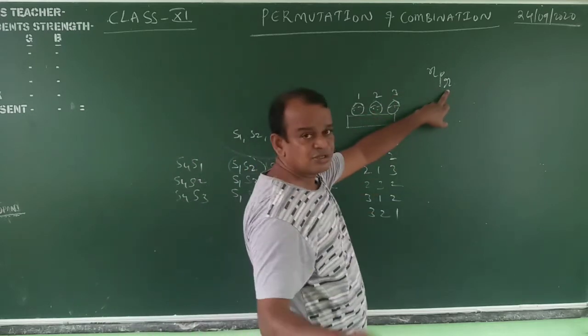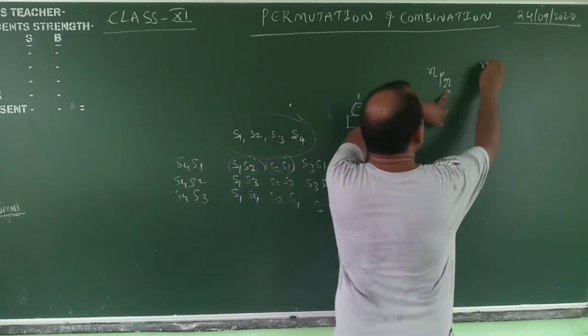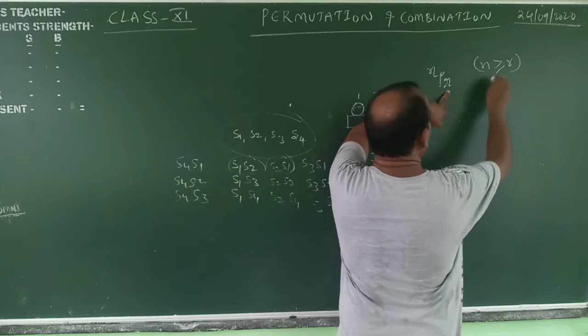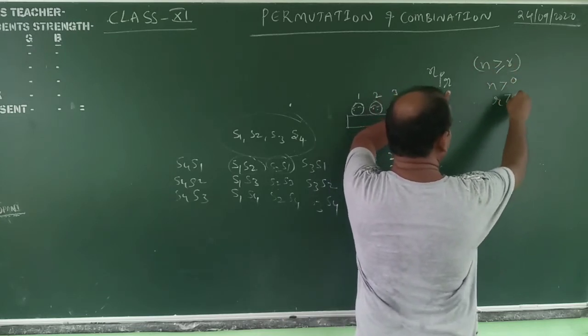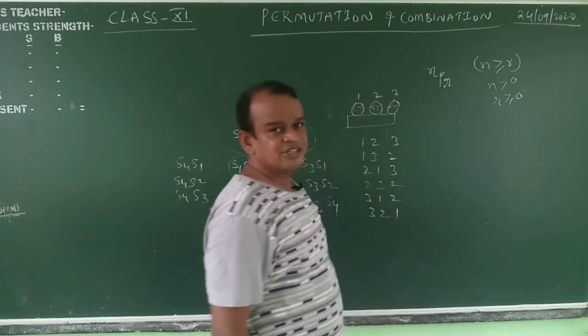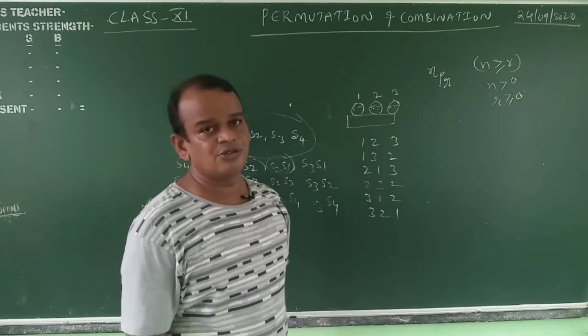Where n and r must be natural numbers. Here n is always greater than or equal to r. And n must be positive, r must be positive. n is greater than 0, r may be 0, so r is greater than or equal to 0.